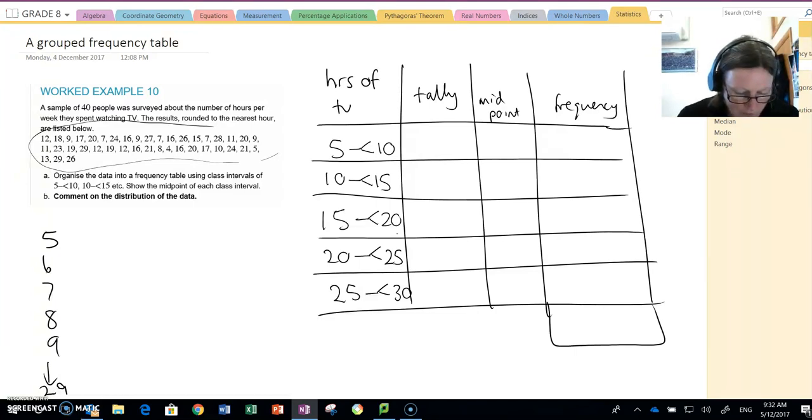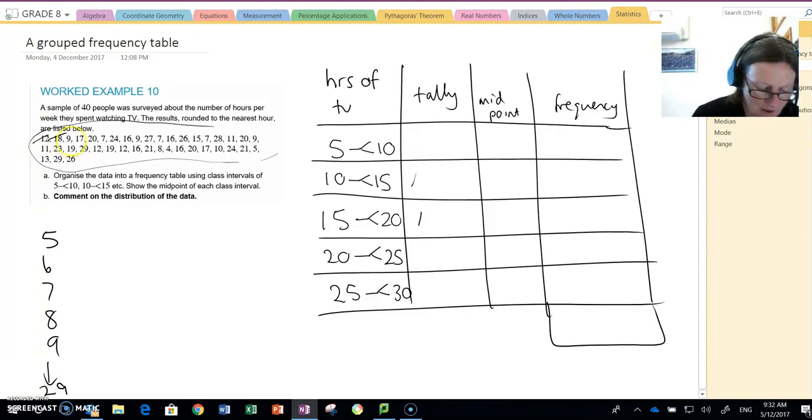So I'll just do the first few as an example. So this person's watched 12 hours of TV. That tally would go in there because 12 is between 10 and 15 hours. The next person watched 18, it would go in there because 18 is in between 15 and up to and not including 20. 9 hours would go in that group. 17 hours would go in that group. 20 hours would go here because this one is 15 up to not including 20, whereas this one is 20 up to not including 25.